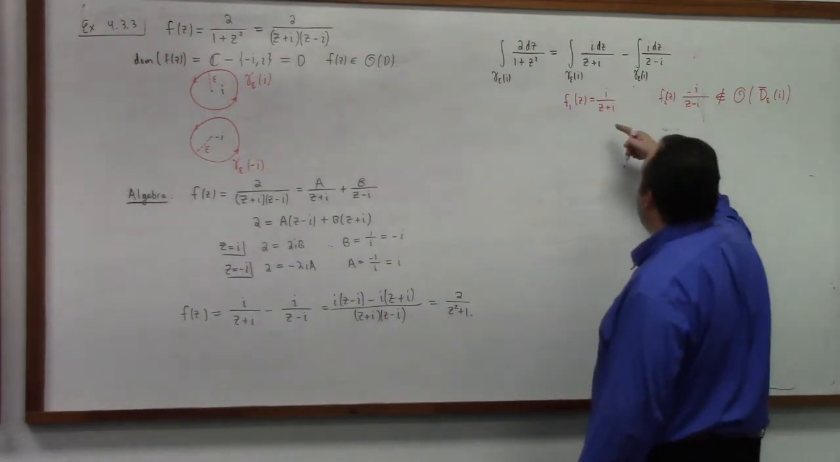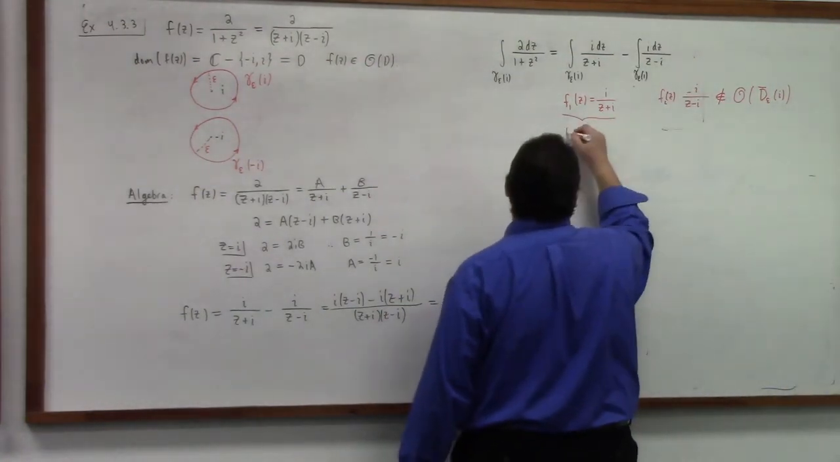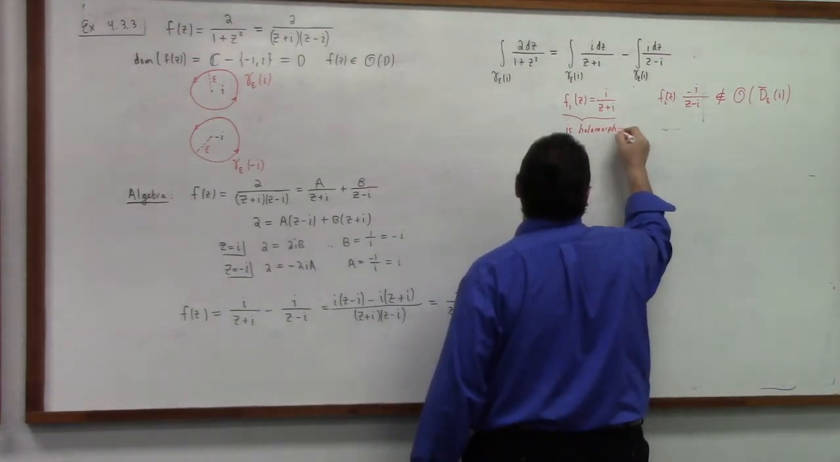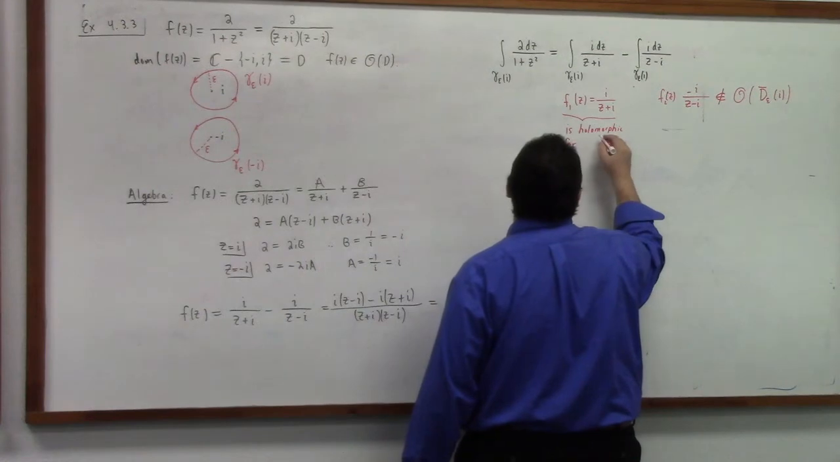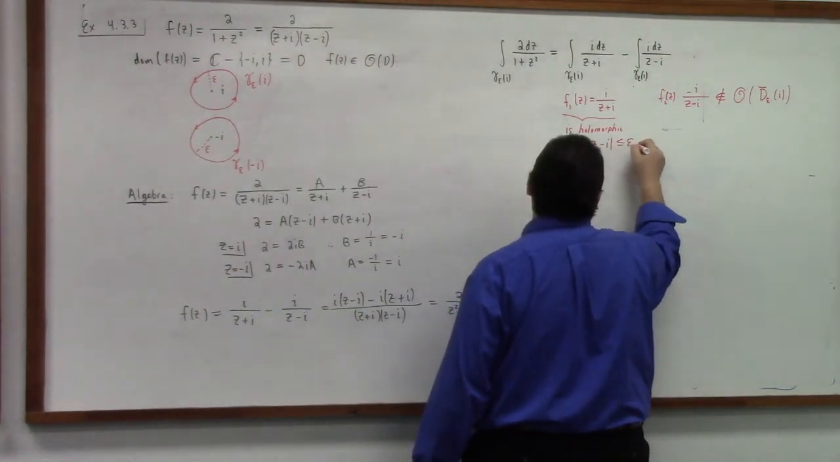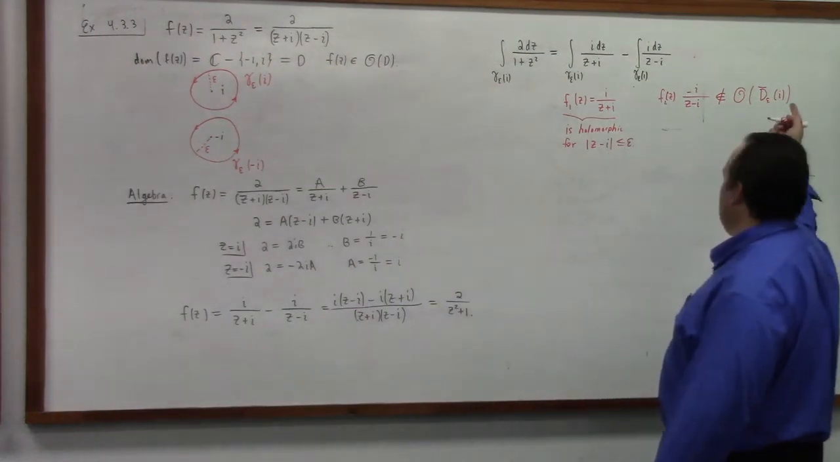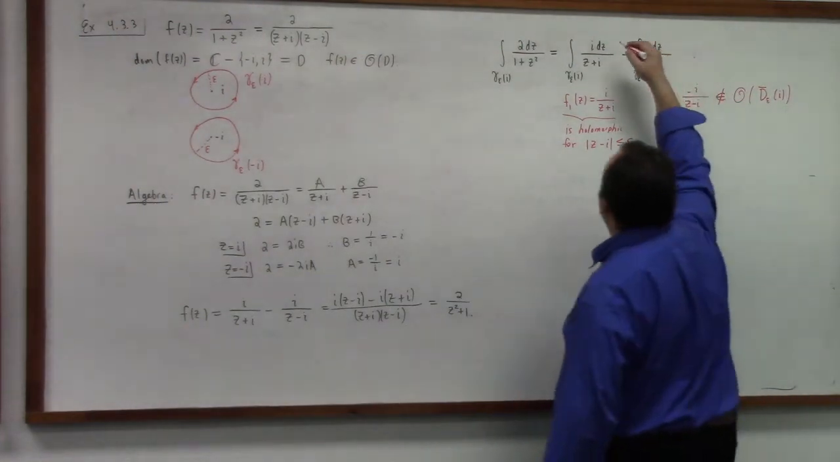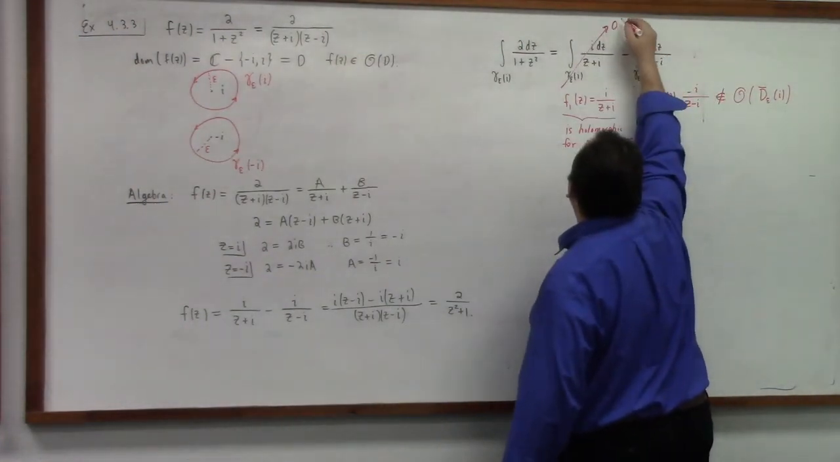But on the other hand, this one is holomorphic for modulus of z minus i less than or equal to epsilon, right? It is holomorphic on that disk. And so by Cauchy's theorem, the first integral is 0.